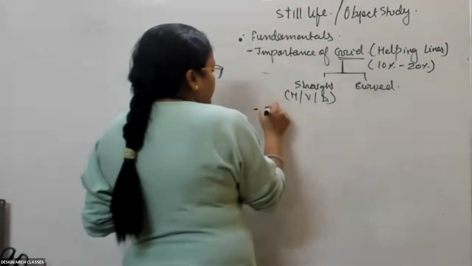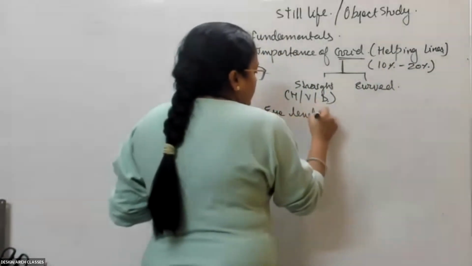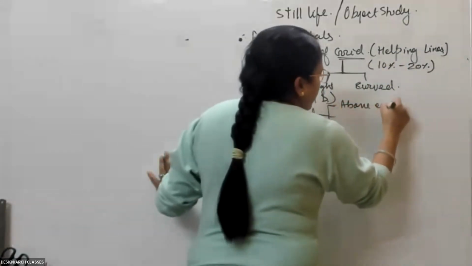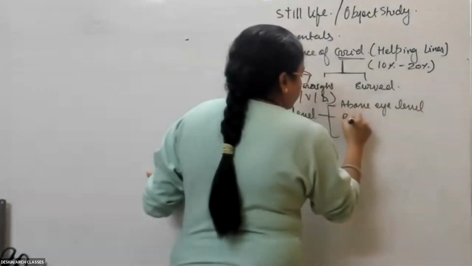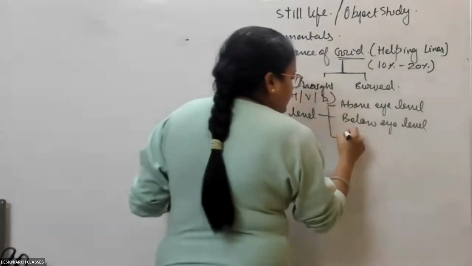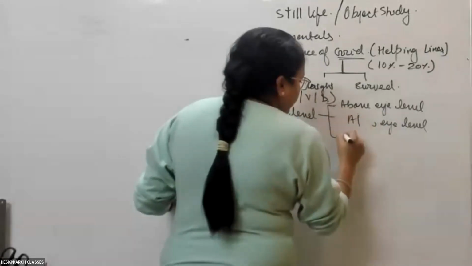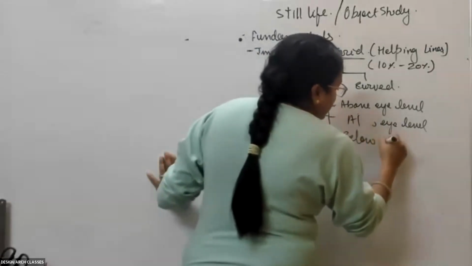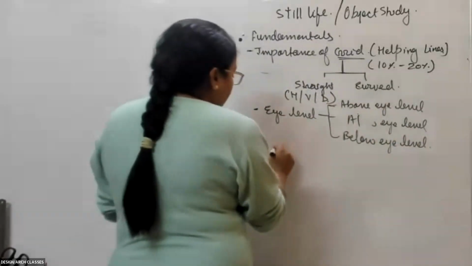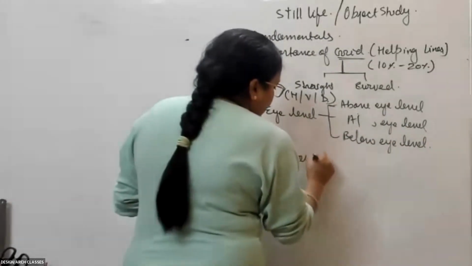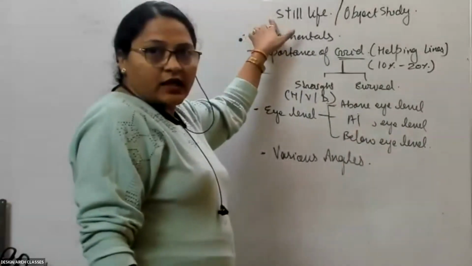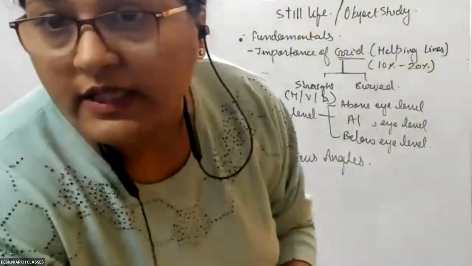Next fundamental, eye level. So there are 3 types of eye level. Above eye level, at eye level, and below eye level. Take it. Third fundamental, various angles. So once you start doing a still life or object study, you must know these fundamentals.